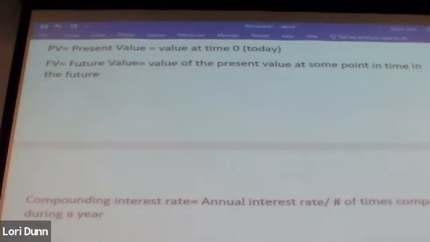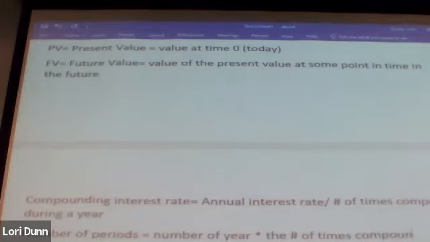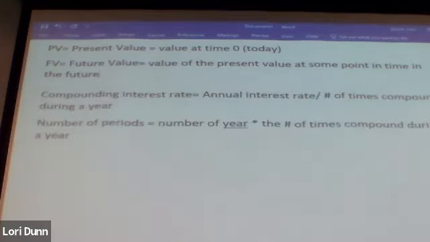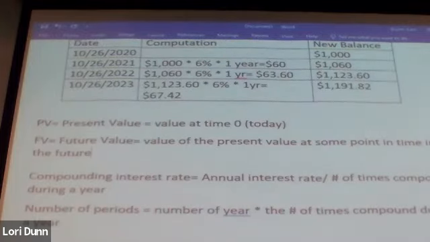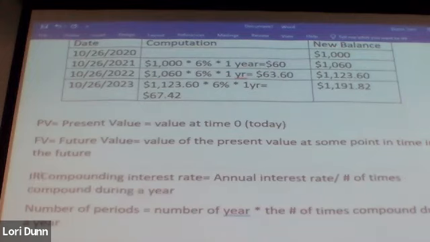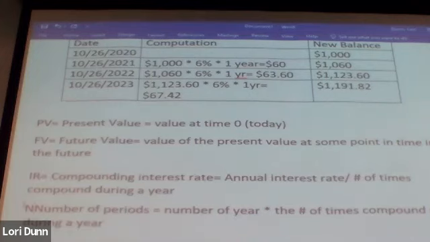The final thing you need is your number of periods. And number of periods is not number of years. So it's the number of compounding periods is how we look at this. And it will be the number of years times the number of times you compound during a year. So the number of periods, the number of years times the number of times you compound during a year. That will equal your N, or number of periods. Sorry, I should have given you the little abbreviation there. We'll use IR to represent interest rate, and N equals the number of periods.